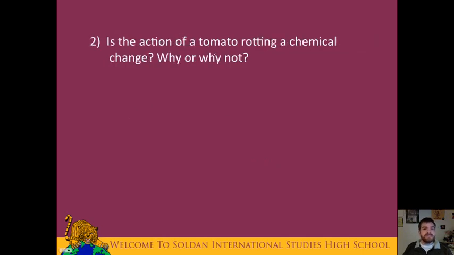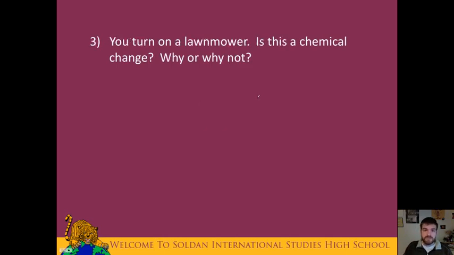Is the action of a tomato rotting a chemical change? Yes, it is, because if you have a tomato rotting, the smell is going to change and the color will change. It will go from red to brown. And so those two items suggest that it is a chemical change.